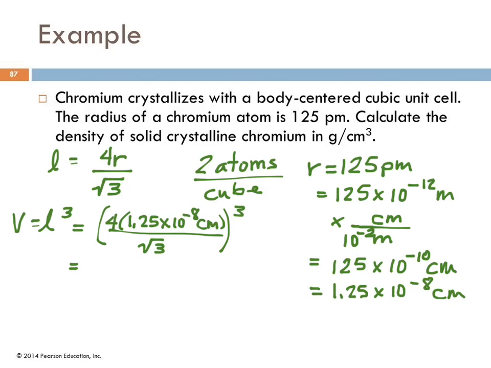Are we expecting a large number or a small number? We're expecting a really small number because this is 2 atoms we're talking about. So I'm getting 2.4056, I'm going to carry a couple extras there, times 10 to the minus 23rd cubic centimeters. That's the volume.